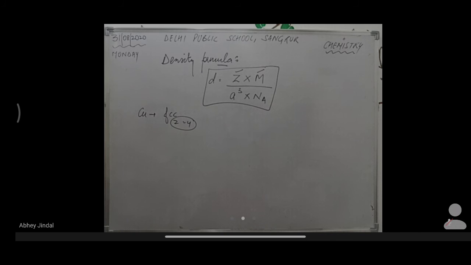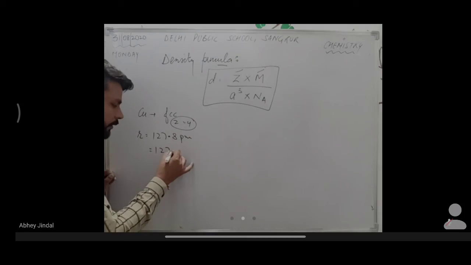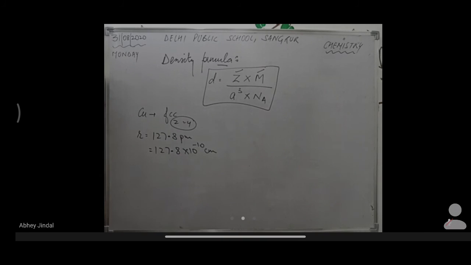If the radius of copper atom is 127.8 picometers, the radius R is given as 127.8 picometers. Picometers is 10 raised to power minus 12 meters, and 127.8 into 10 raised to power minus 10 centimeters, because we have to convert it into centimeters only, not meters. Okay. Calculate the density of copper metal. Density we have to find, and we are given the molar mass of copper as 63.5. And as we know, Avogadro's number is equal to 6.022 into 10 raised to power 23.